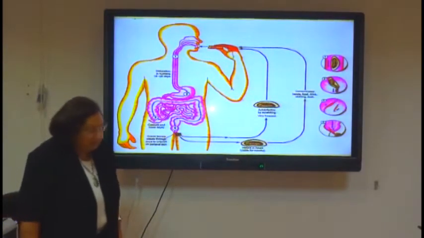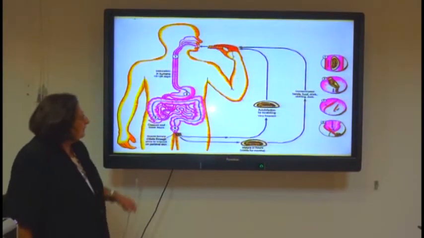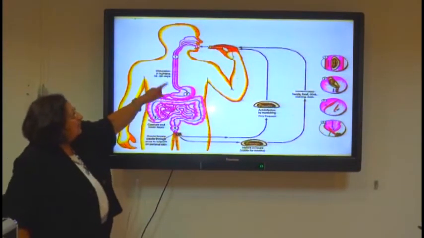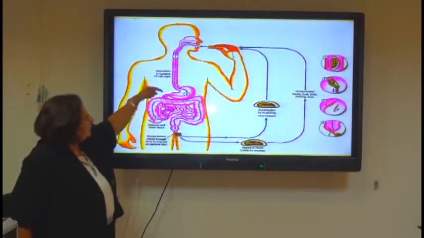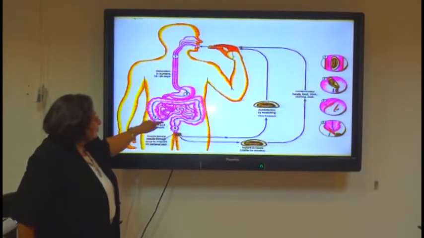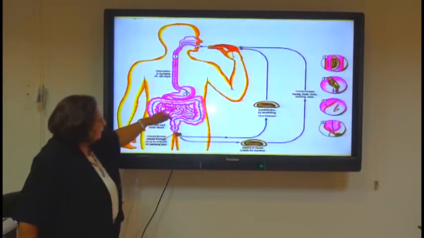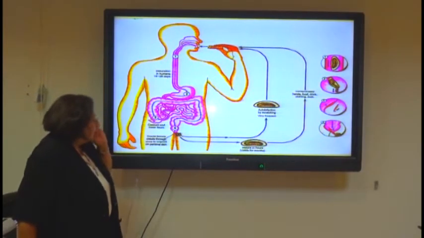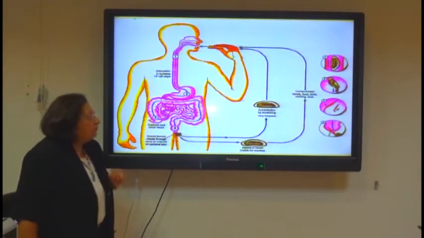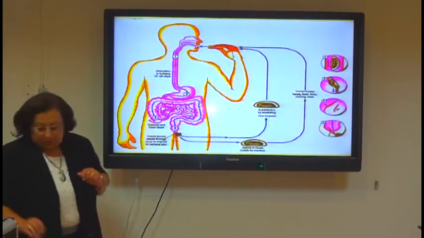Another diagram for the life cycle. Here, as we see, contamination, eating, goes to the intestine, hatches, goes to the large intestine, where the female moves and lays the eggs in this area, the perianal region or the anal folds.